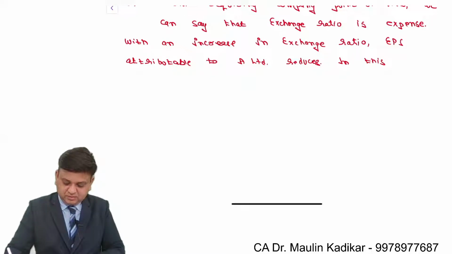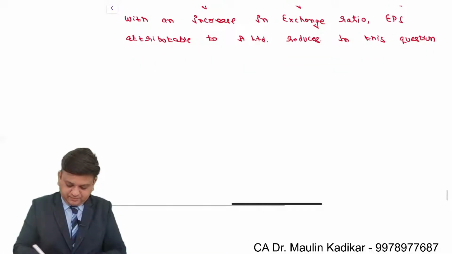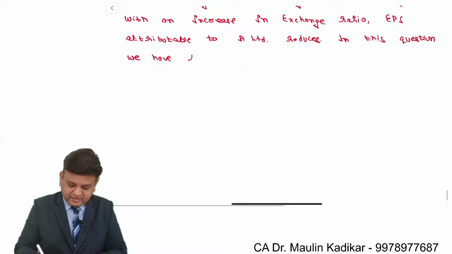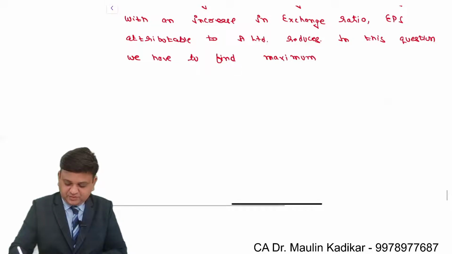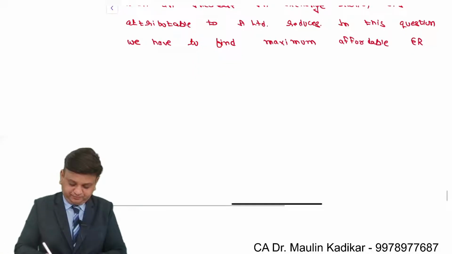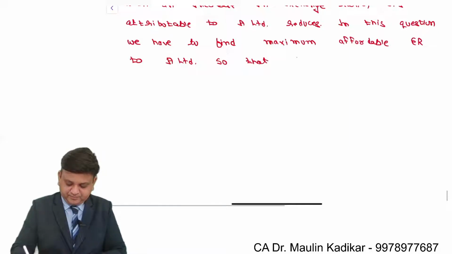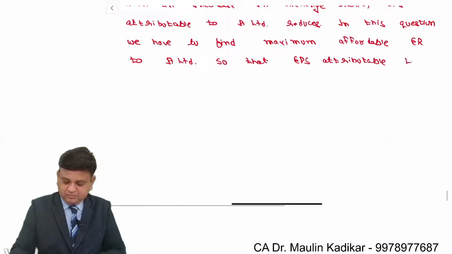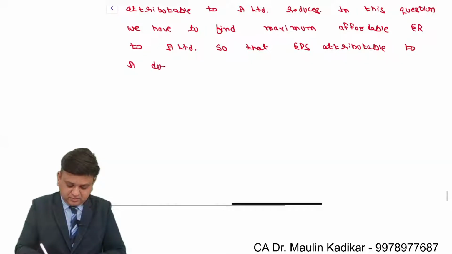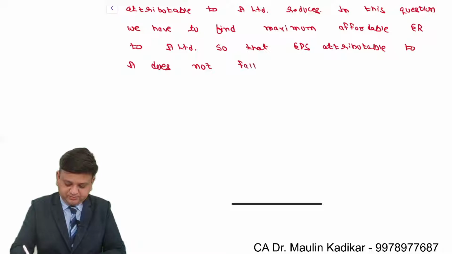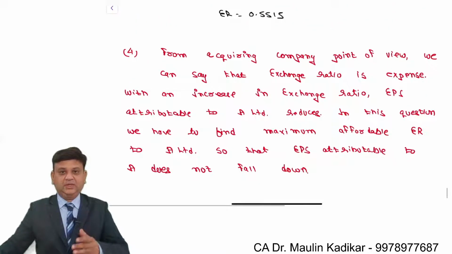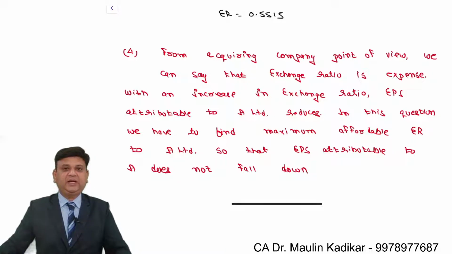In this question, we have to find the maximum affordable exchange ratio to A Limited so that EPS attributable to A does not fall down. Full stop. I request you to write the answer in the chat box after making the calculation of this answer.